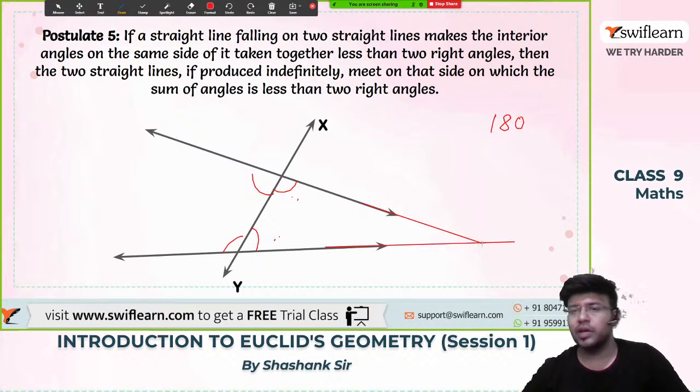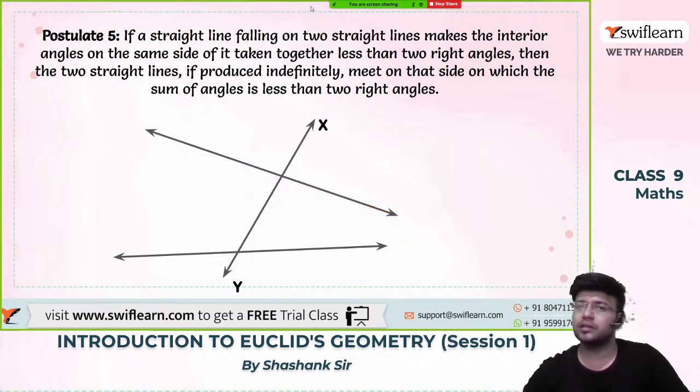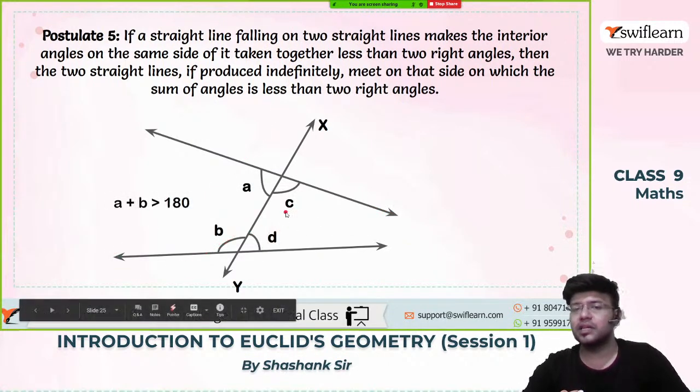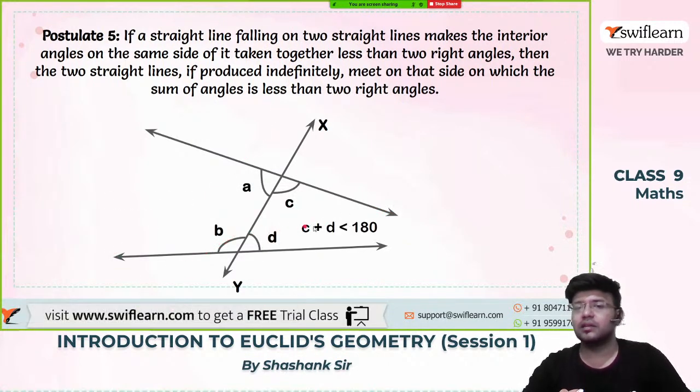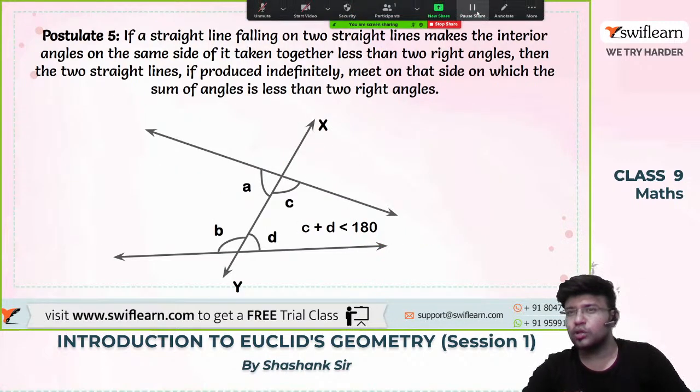So are they going to meet here? Yes, यहाँ पे देखो, they have met here. So this is what this postulate says. Now C plus D is less than 180. जहां पे less than 180 है वहां पे they will meet. Now let me ask you a question based on this postulate.